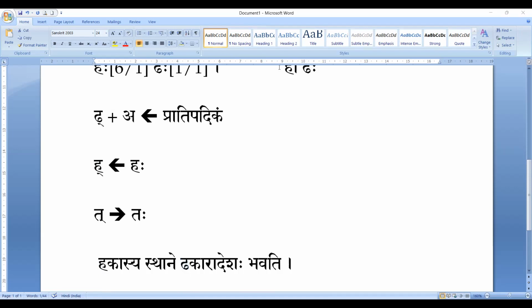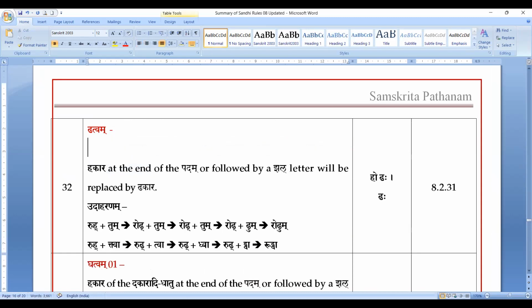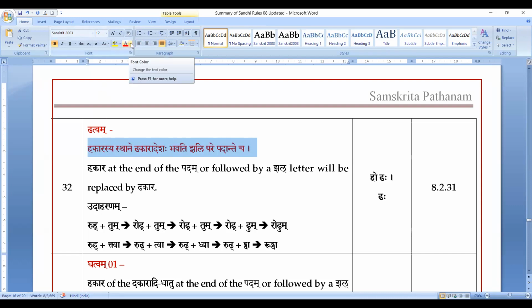Dattvam. When we know this, we can derive some hakaranta shabda also. We will do that. Hakara at the end of the padam or followed by a jal will be replaced by dakara. You can see hakarasya sthane dakara adeshaha bhavati, jali parataha, jali pare, padante cha, at the end of the padam. You understand the Sanskrit, that line? Yes, Guruji. You should be able to write this. With a little abhyasa, practice, you can do it.